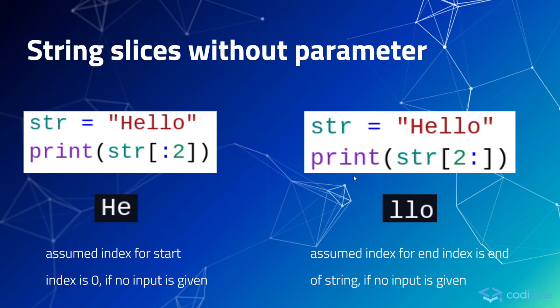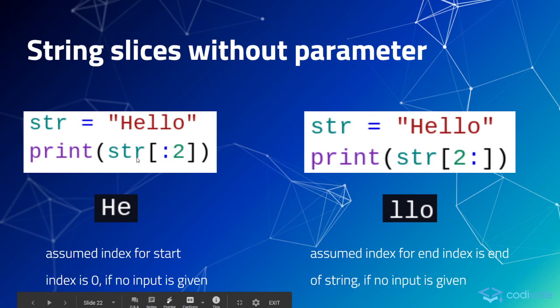So this is another thing that we could do with lists that we can also do with strings. If we leave one of the parameters blank, they will just have default values. If we leave the start index blank, then it will just default to the beginning of the string, which would be 0. So if this is empty, you can just imagine a 0 here.